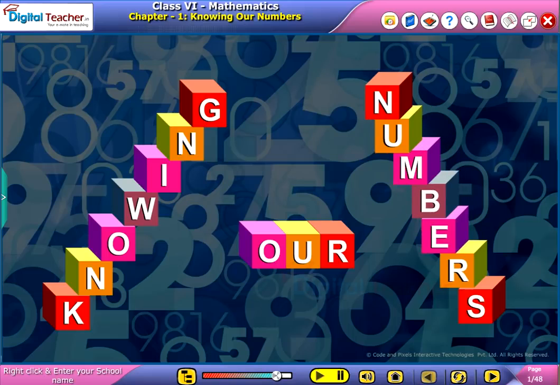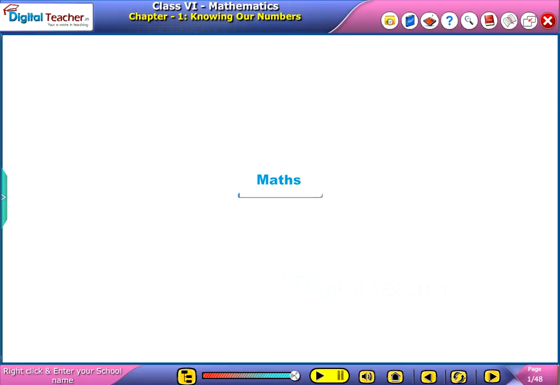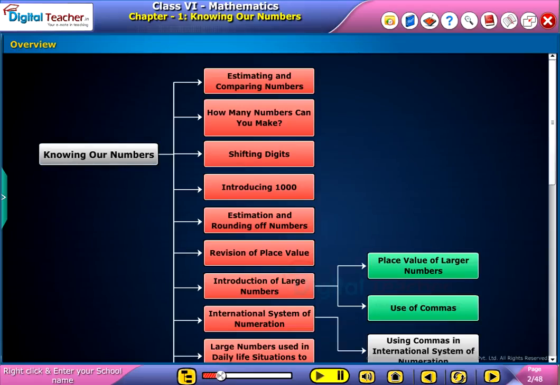Welcome to the chapter Knowing Our Numbers. This slide presents the overview of the chapter.